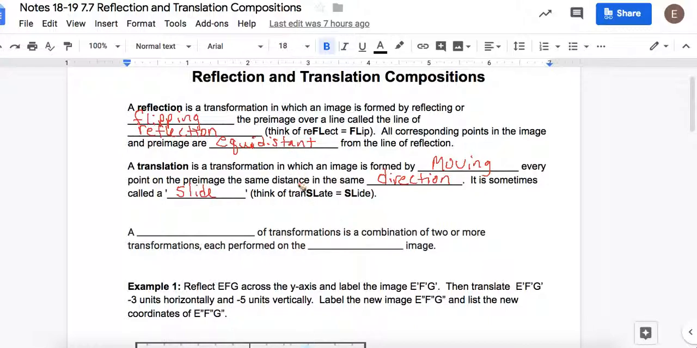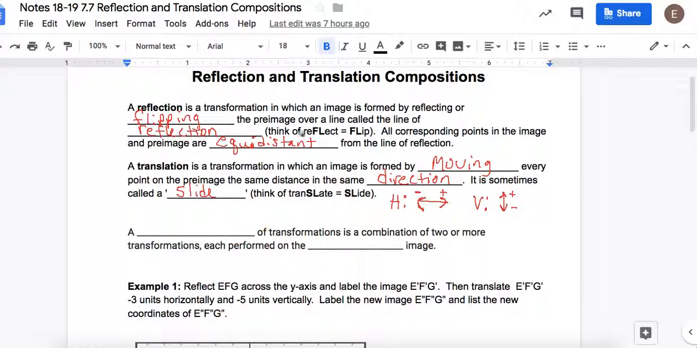Okay, and remember, we have to remember horizontal and vertical. So let's remember horizontal is side to side. And remember, left is negative, right is positive. And then let's do a V for vertical. Vertical is up or down. Remember, up is positive and down is negative.